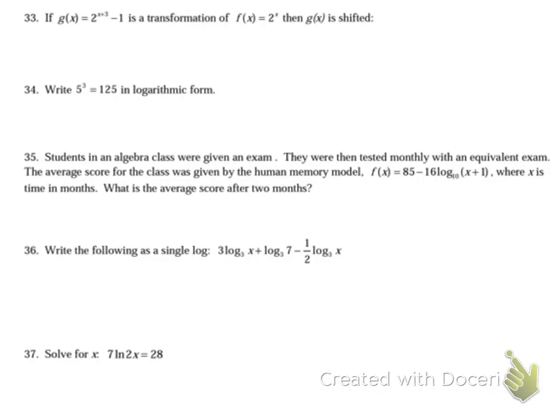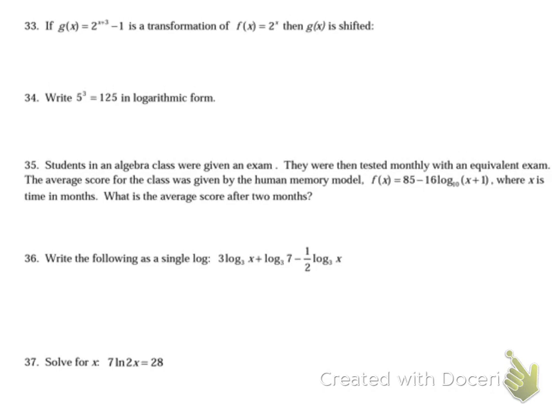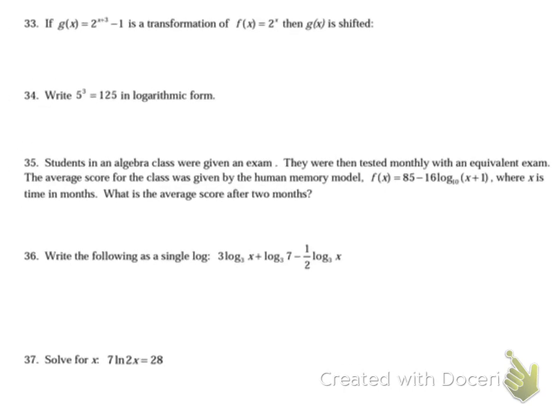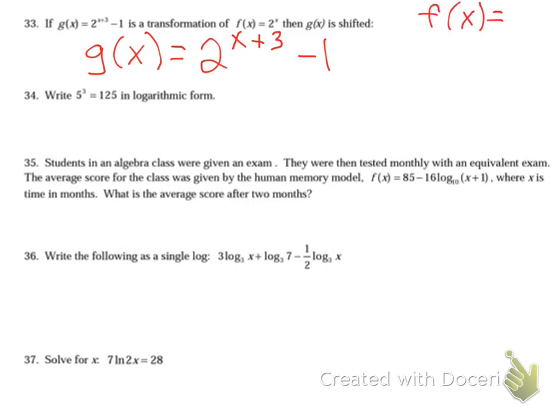33 says, if g of x equals 2 to the x plus 3 minus 1, so I'm going to write this a little bigger because it's really hard to see. So g of x equals 2 to the x plus 3 minus 1 is a transformation of f of x equals 2 to the x. Then g of x is shifted, dot dot. So they want you to know how it is shifted.